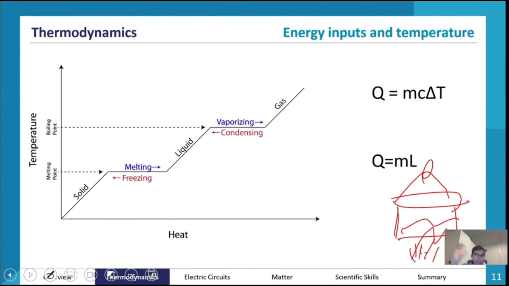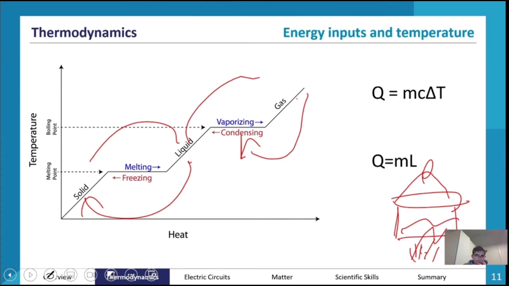The thing is, things can go backwards as well, right? You can convert gas into liquid, and we call that process condensation. You can convert liquid into a solid, and we call that process freezing, right? So solid into liquid is melting, liquid into gas is vaporization, and then condensation is gas to liquid and freezing is liquid to solid.